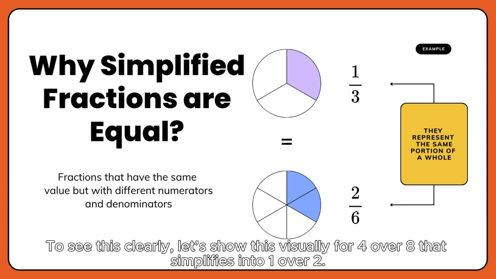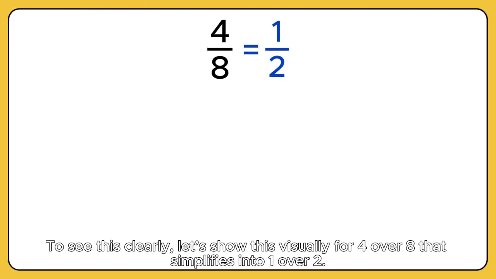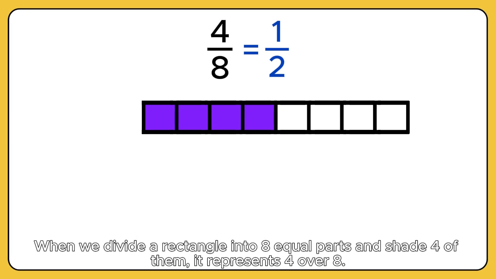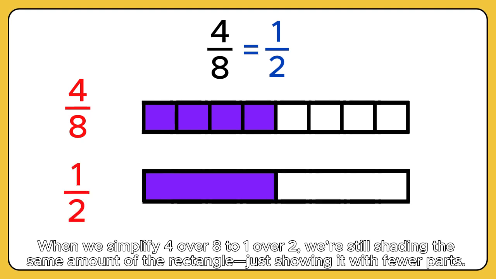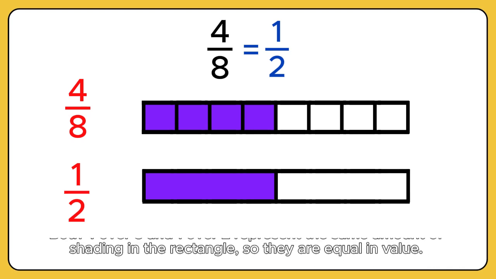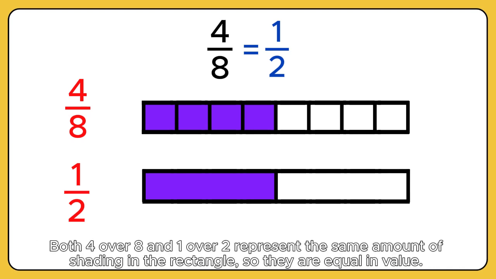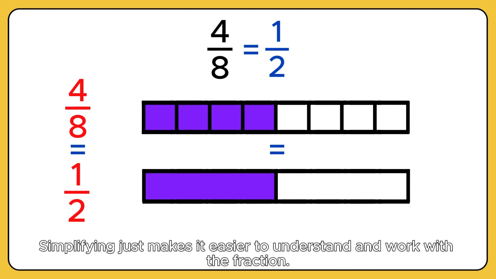To see this clearly, let's show this visually for 4 over 8 that simplifies into 1 over 2. When we divide a rectangle into 8 equal parts and shade 4 of them, it represents 4 over 8. When we simplify 4 over 8 to 1 over 2, we're still shading the same amount of the rectangle, just showing it with fewer parts. Both 4 over 8 and 1 over 2 represent the same amount of shading in the rectangle, so they are equal in value. Simplifying just makes it easier to understand and work with the fraction.